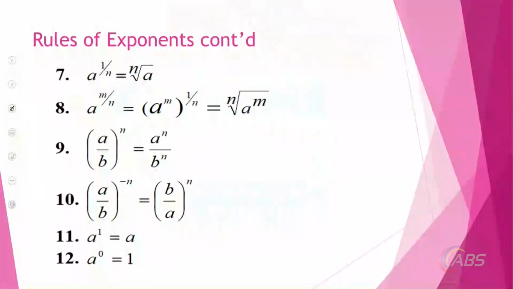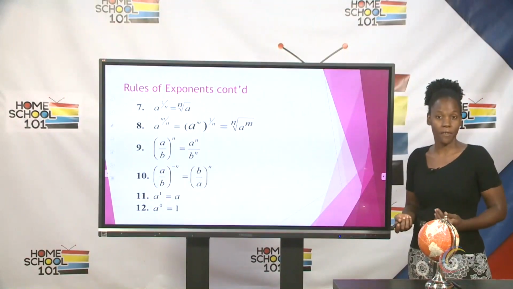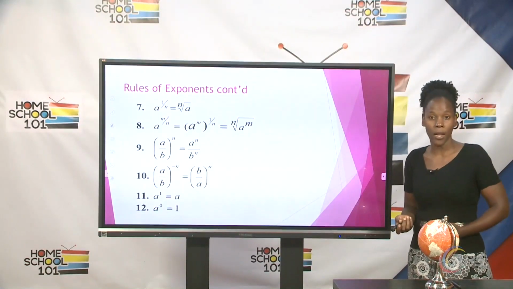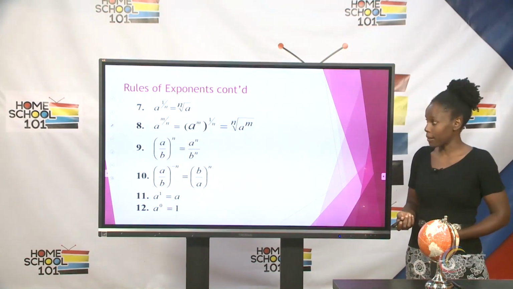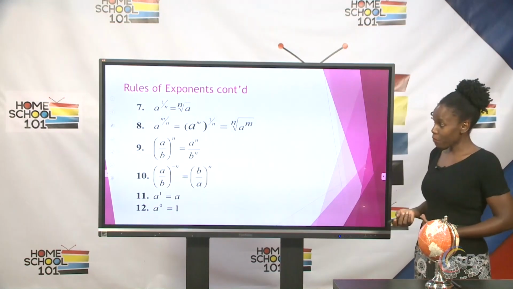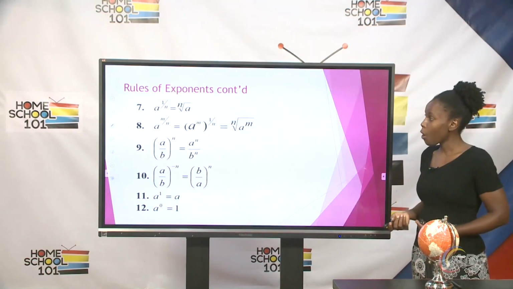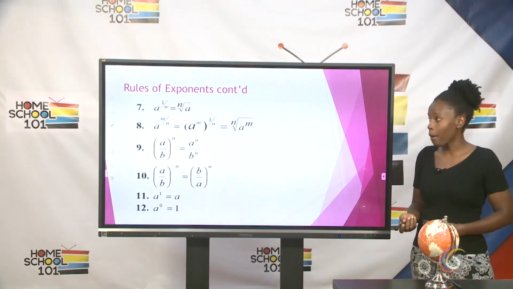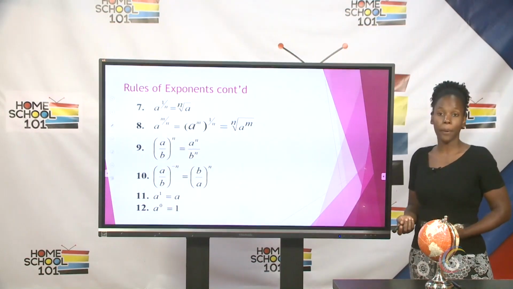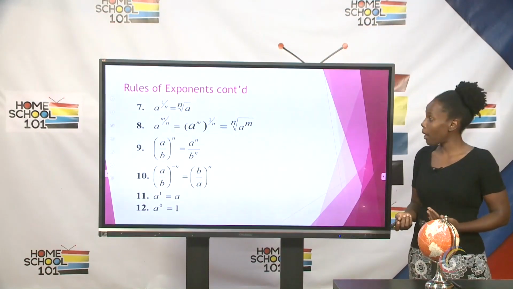Continuing, a to the power 1 over n is equal to the nth root of a. Once I have a base being raised to a power that is a fraction, and once the numerator is 1, I simply write it as the nth root of that base. The 8th rule is an extension of the 7th, where instead of having 1 in the numerator, I have a different number. So this I can then separate as two terms.